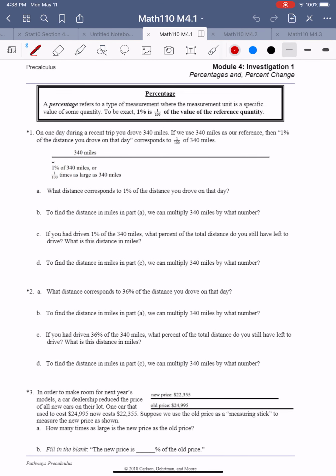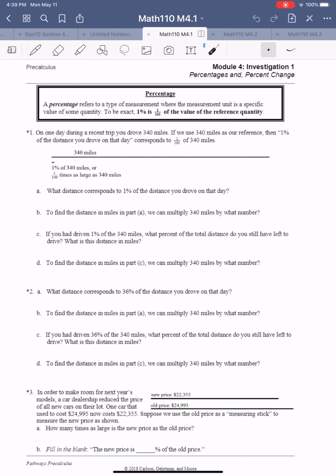Hello, this is Module Investigation 1, talking about percentages and percent change. First of all, we'll talk about percentage. Percentage refers to a type of measurement where the measurement unit is a specific value of some quantity. To be exact, 1% is the same as 1/100 of the value of the reference quantity.